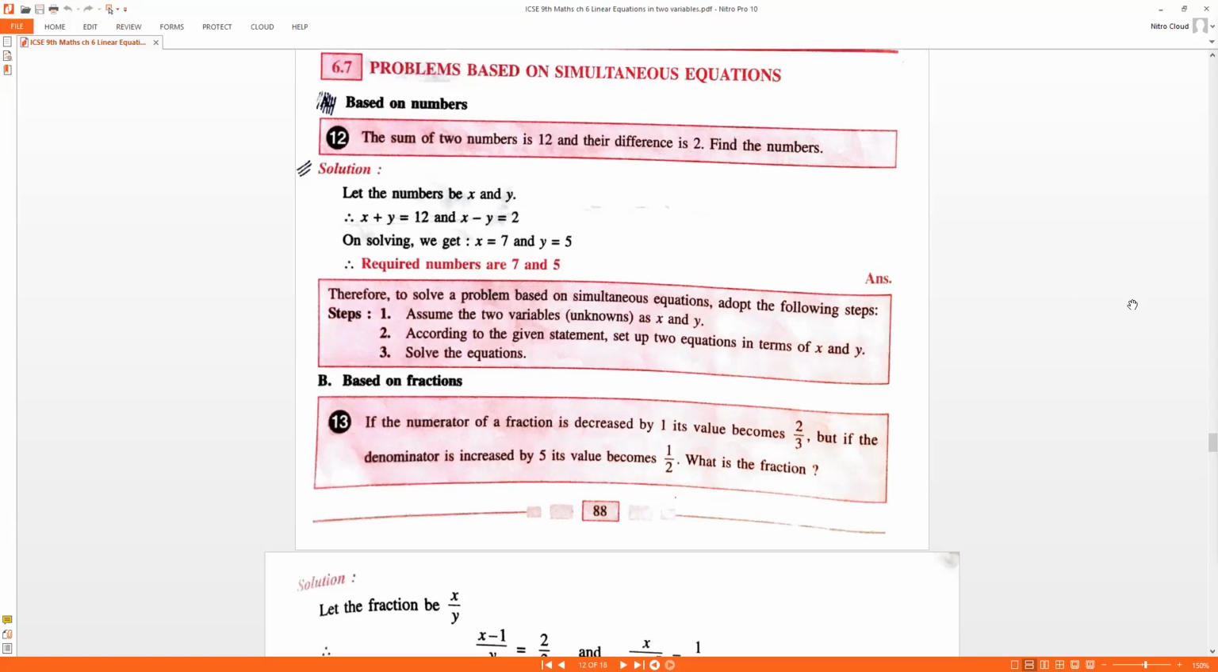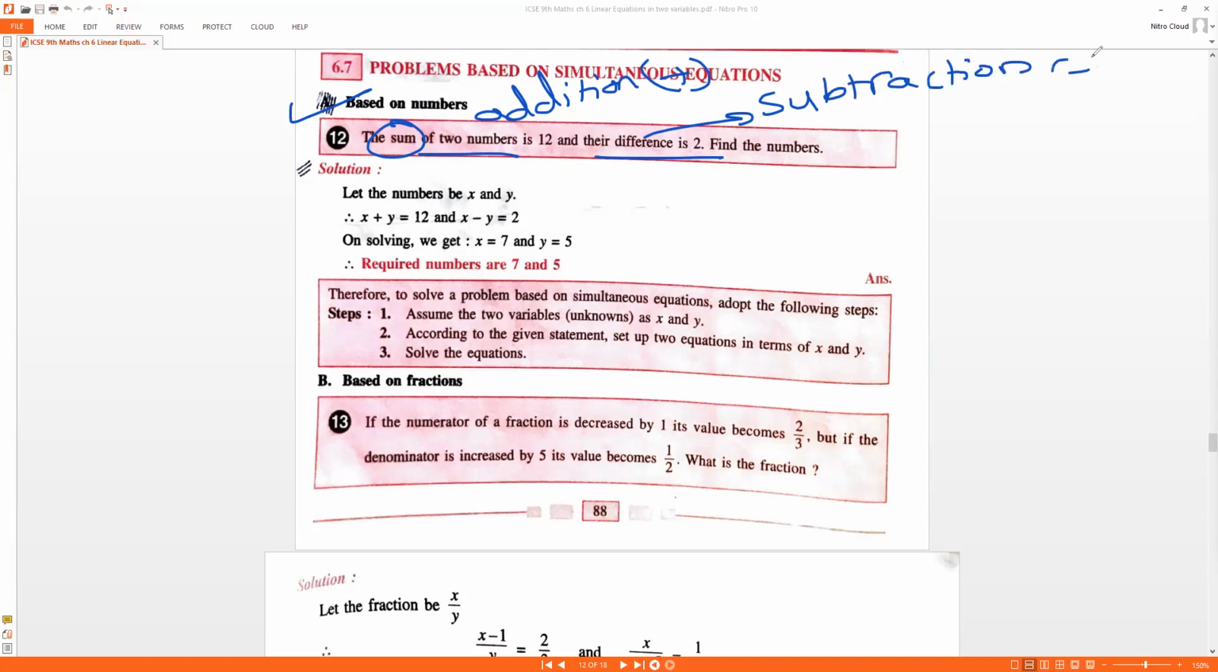Okay. So let us start first with problems based on numbers. These are very easy. So let me read the problem. The sum of two numbers is 12. Okay. Two numbers. So, these are unknowns. So you get the sense. Okay. So these two numbers are unknowns. And their difference is 2. Sum means what? Sum means addition. Correct? Plus. And difference means what? Can you tell me what is difference? Subtraction. Okay? Subtraction. So these are very simple things.